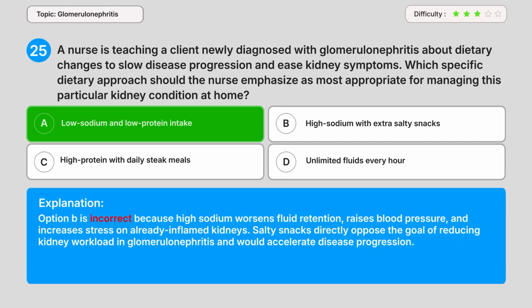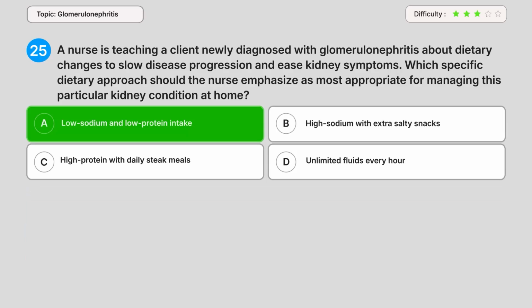Option B is incorrect because high sodium worsens fluid retention, raises blood pressure, and increases stress on already inflamed kidneys. Salty snacks directly oppose the goal of reducing kidney workload in glomerulonephritis and would accelerate disease progression.